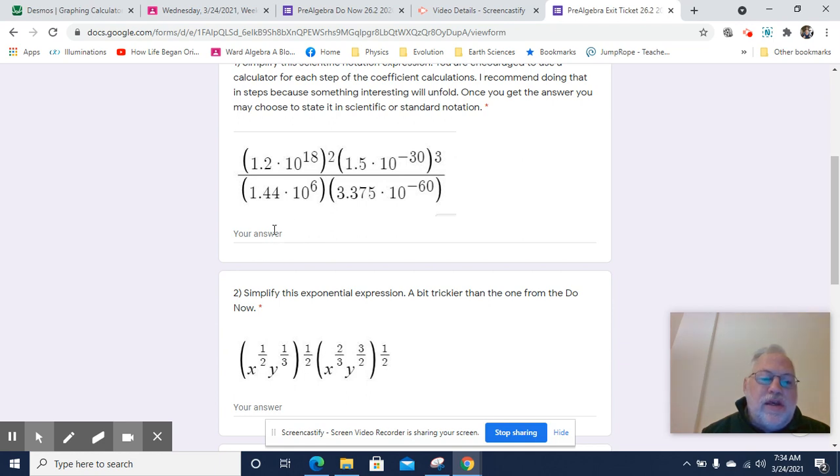And I have a scientific notation and just general exponent laws problem for you. It's a little trickier than the one from the do now. But we're going to use the same basic approach. We're going to group our coefficients and group our powers.